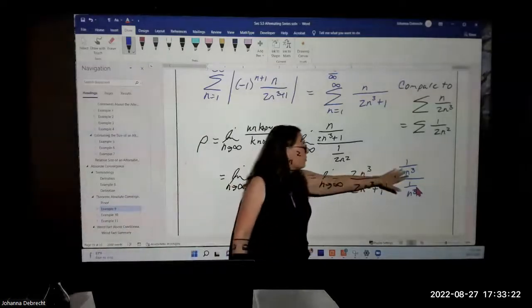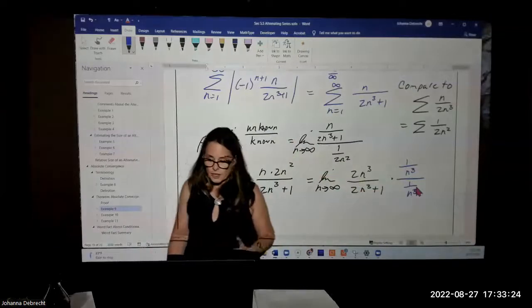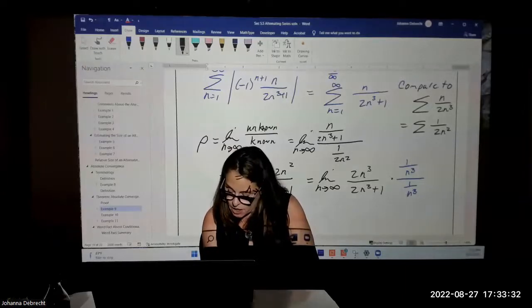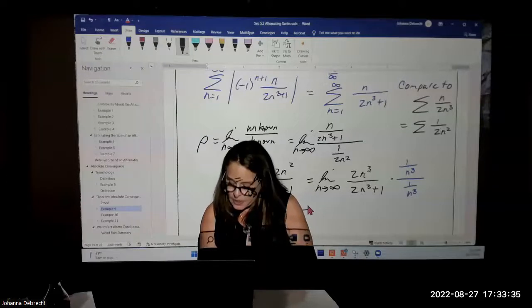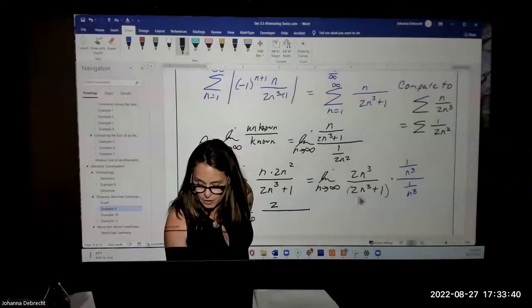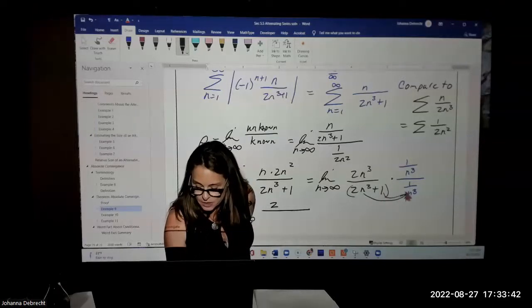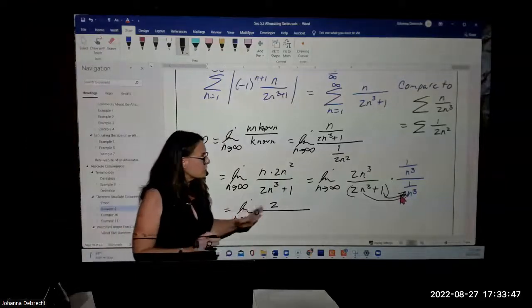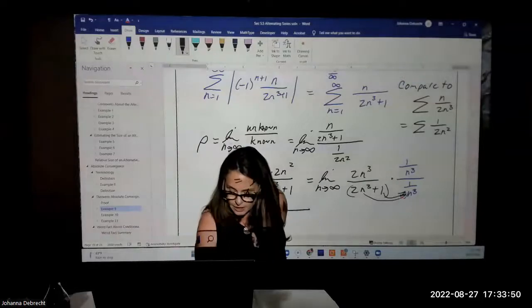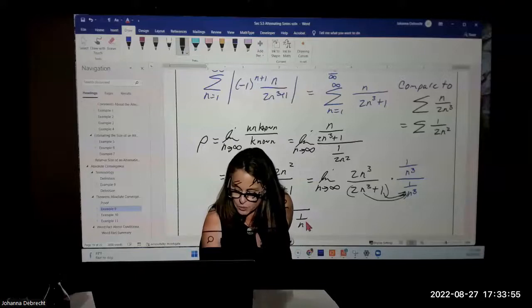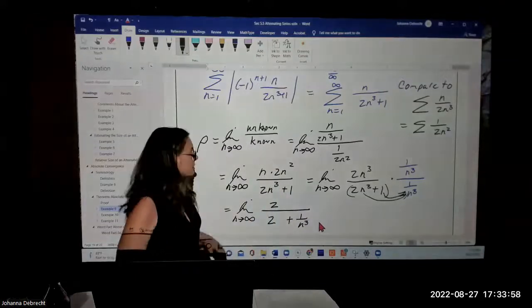So I multiply the numerator by 1 over n cubed, and the n cubes, of course, will cancel. And that's going to give me the limit as n goes to infinity of 2 in the numerator. In the denominator, I'm going to have to do the distributive property. So be careful about that. Remember, this gets distributed. Each term gets multiplied by the 1 over n cubed. So the first term, the n cubes cancel, and I get 2 again. But in the second term, I get 1 over n cubed times 1, which is just 1 over n cubed.